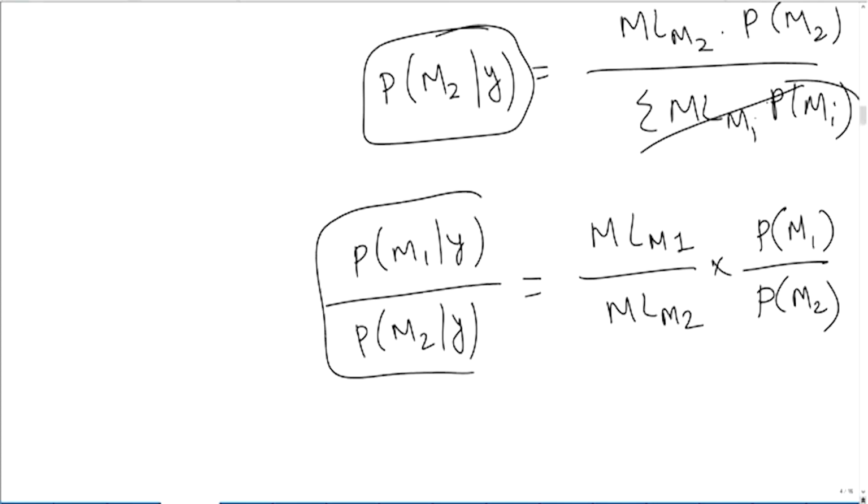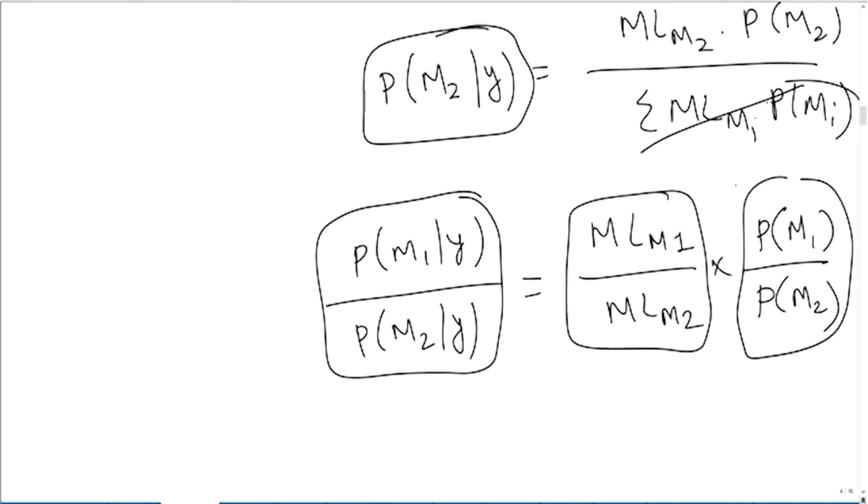This is called posterior odds, because this is the ratio of posterior probabilities of model M1 and model M2 given the data. So, this is actually the posterior odds of model M1 with respect to model M2. This is the ratio of marginal likelihoods, and this is the ratio of prior odds. Now, the posterior odds basically give you relative evidence for model M1 compared to model M2.